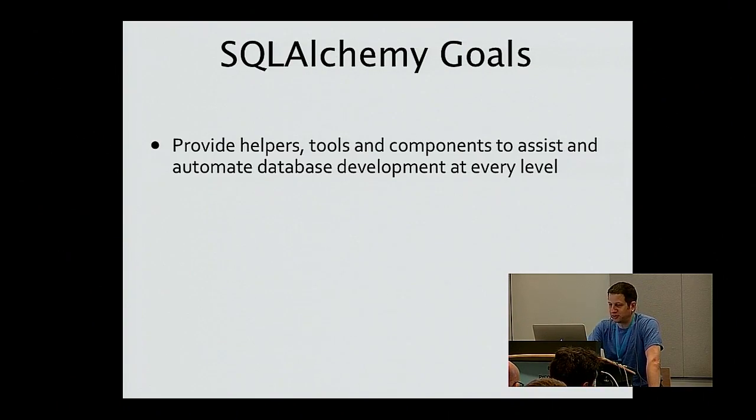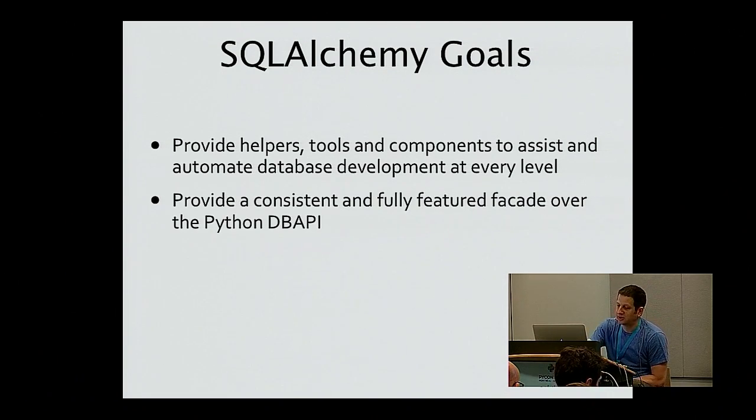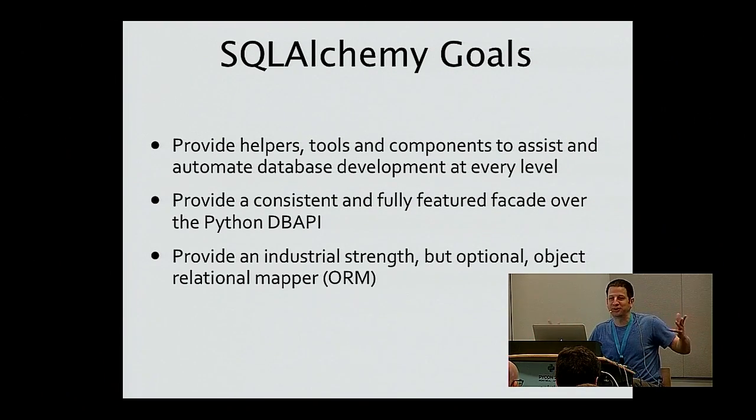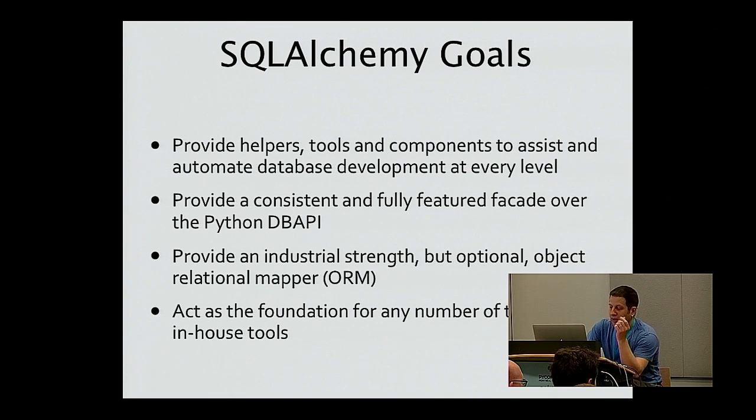So what are the goals of SQLAlchemy? Provide helpers, tools, components to assist and automate database development at every level. Provide what's called a facade over the Python database API. A facade means that you take some API that does something in kind of a screwy way, and the facade presents this, just do this and that, and it's done. That's really, again, reductionist. Reductionist means I'm oversimplifying the crap out of it, because I don't have the energy to go into it, and because I'm actually not that deeply aware of how things work. I'm somewhat of a generalist in some ways. Provide an industrial strength but optional object relational mapper, or ORM for short. And act as the foundation for any number of third-party or in-house tools.